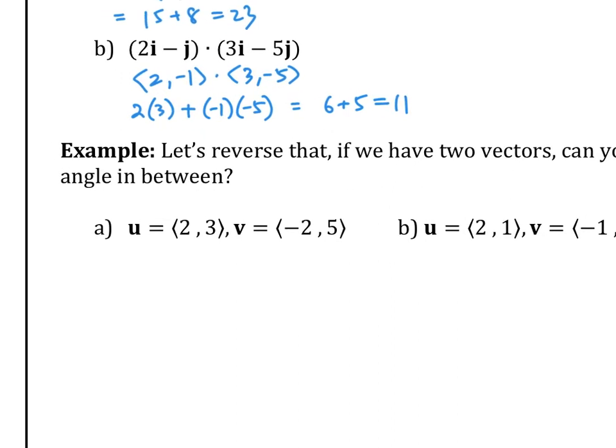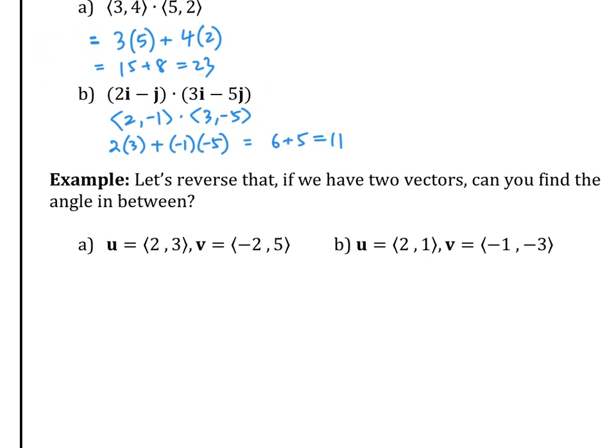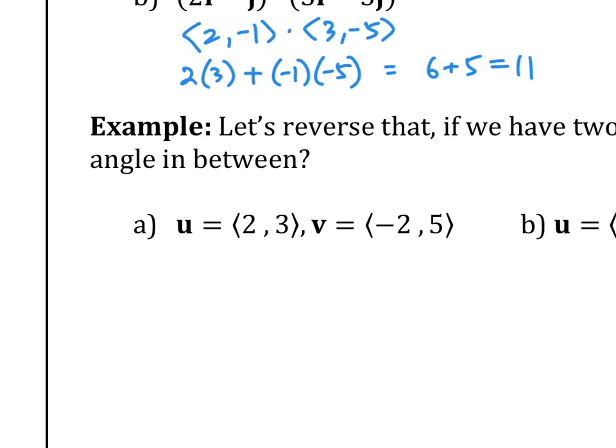Okay, so now let's look at a different question. If you have two vectors, can you find the angle in between? So if you have these two vectors, <2, 3> and <-2, 5>, can you figure out what this angle is? Well, of course you can, but if you take the approach of finding this angle and subtracting everything from 180, it's a little tedious. So what we can do is use the dot product to help us.